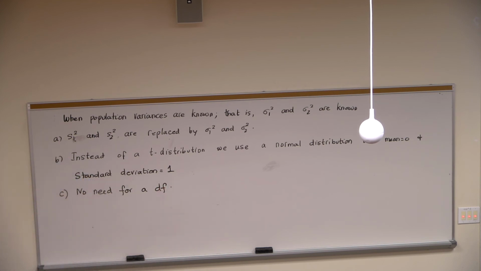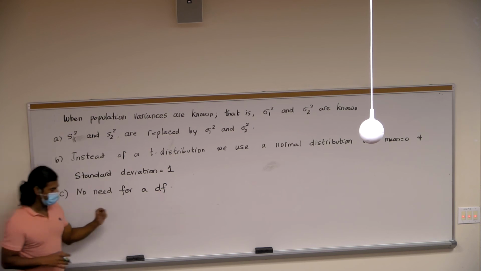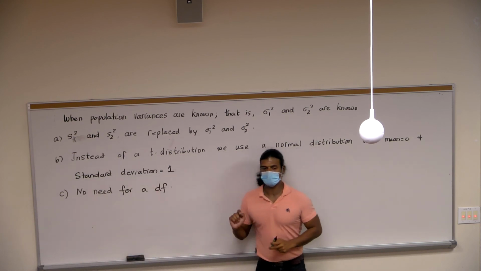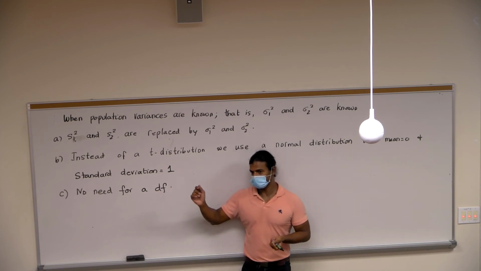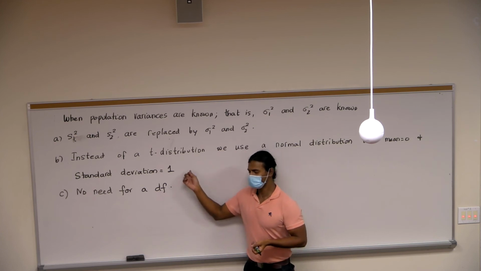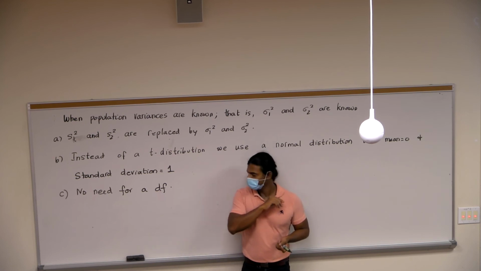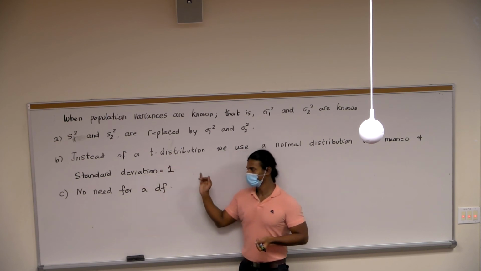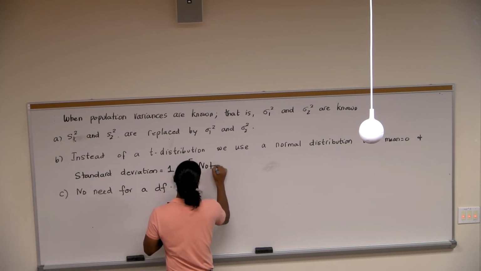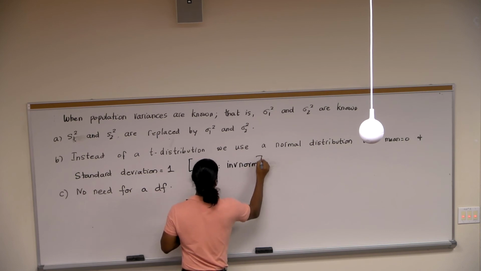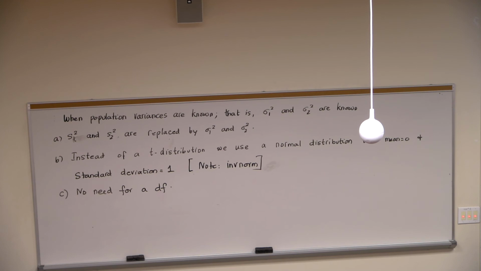So if we know the population variance is sigma 1 squared and sigma 2 squared, then in the formulas that we discussed, we simply replace S1 squared, S2 squared, with whatever value we know. Instead of a t-distribution, we use a standard normal distribution, which is a normal distribution with zero mean and standard deviation 1. A standard normal distribution does not depend on the degrees of freedom. What function do we use to find a critical value from a standard normal? Earlier today we used inverse t, inverse normal. The formulas would remain the same, but we simply use inverse normal.